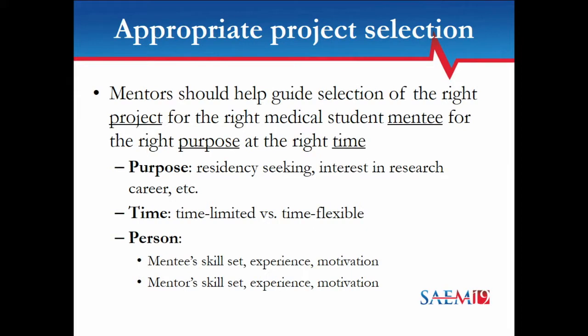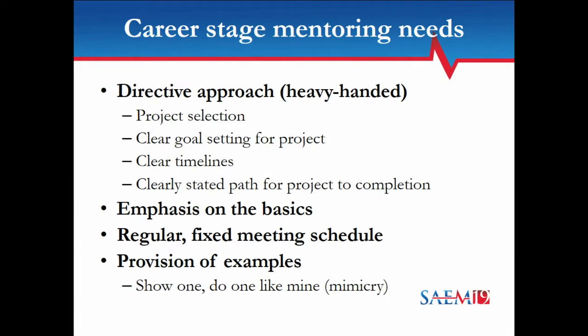And I think understanding the purpose, the skill sets and motivation is important. What are the needs at this career stage? I would say in terms of mentoring, a directive approach, very heavy-handed, of sitting down together and picking the project, but then understanding that this person may need a lot of direction in helping decide the project, setting clear goals for that project and the relationship, and clear timelines in an iterative fashion until the project is completed.